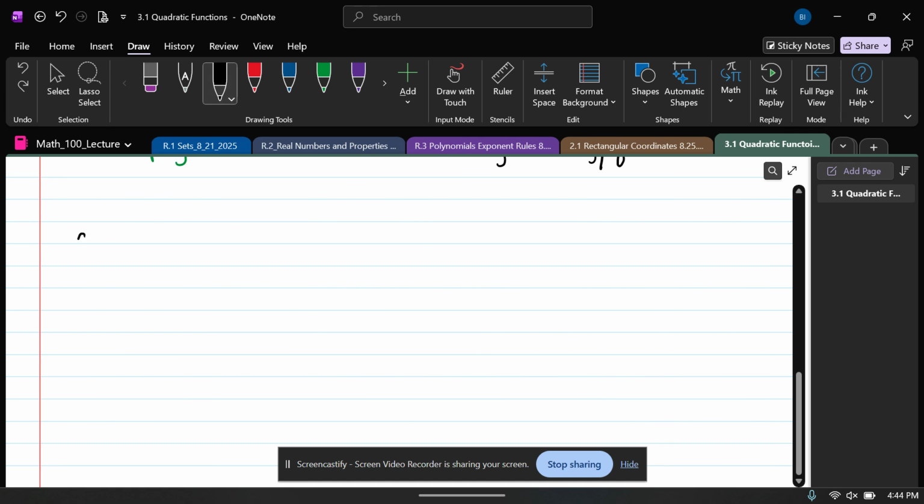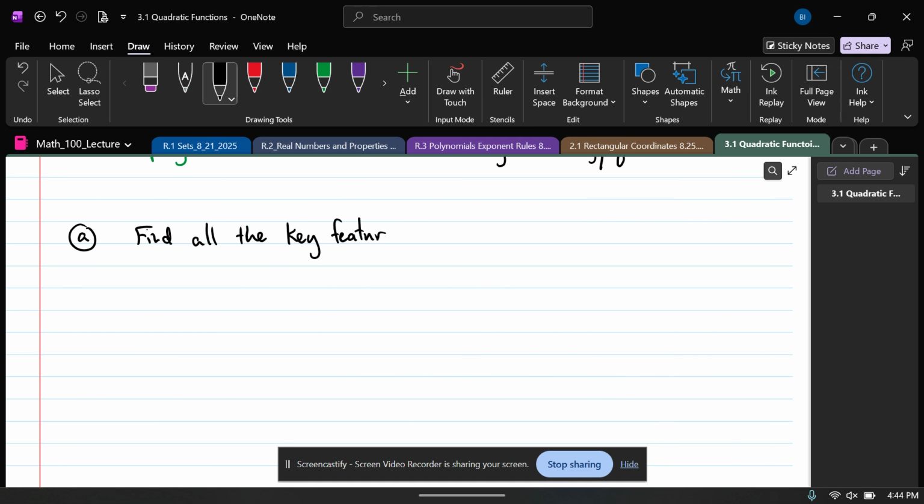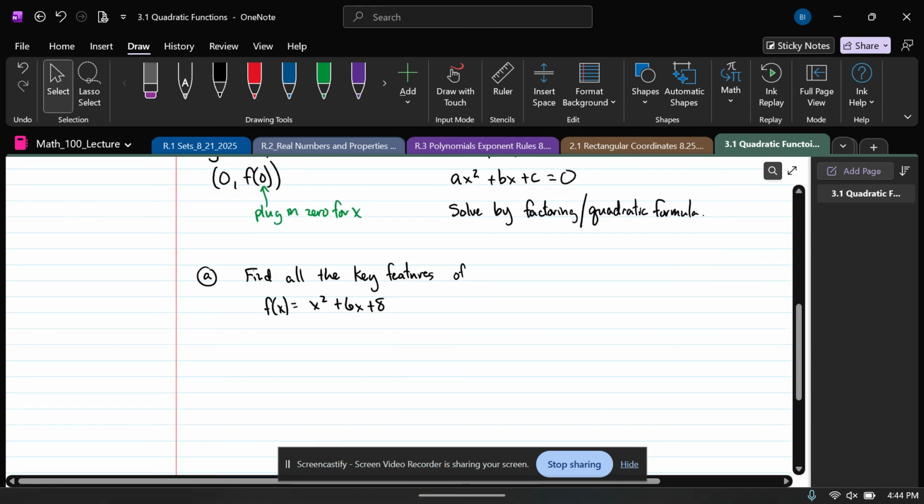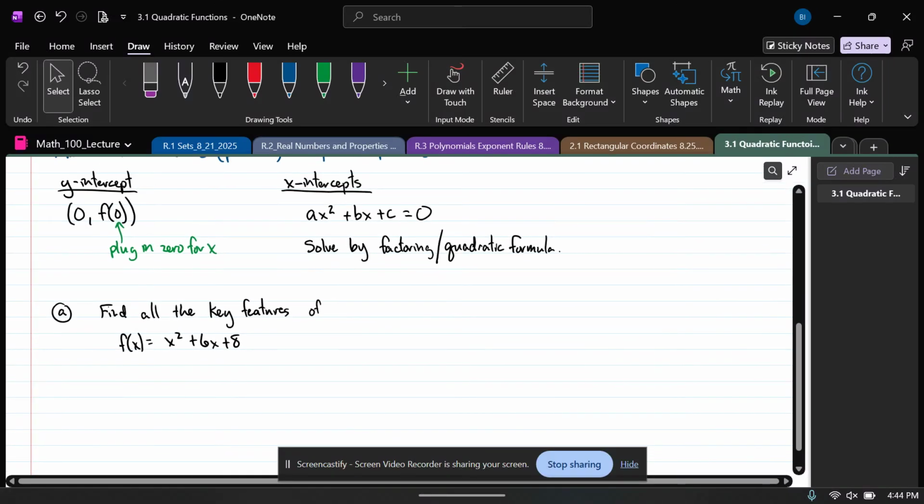Now, example A. Find all the key features of f of x equals x squared plus 6x plus 8. So we're going to see all those key features with this problem. I'm going to remind you of those formulas and stuff. So I'll kind of zoom out there so you can get all of that written down.